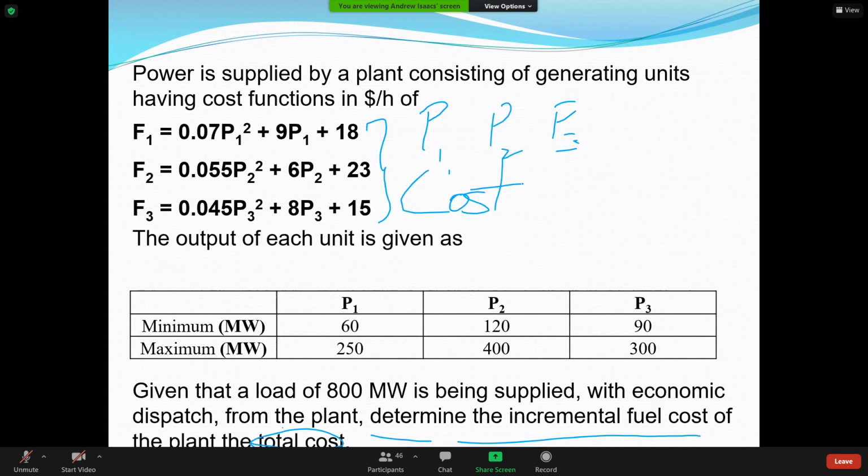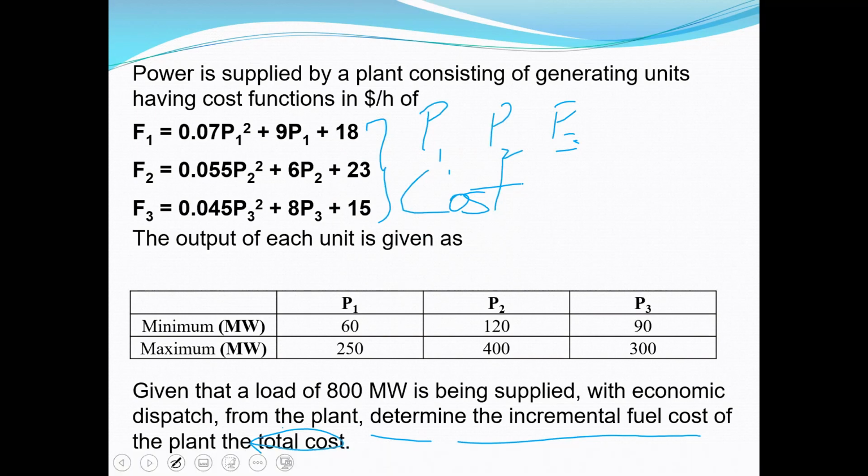Yeah, go on again, sir, please. These are the cost functions, dollars per hour. What you need to find is P. Once you have found P1, P2, and P3, you substitute them in order to get the cost. We're trying to find the cost of supplying 800 megawatts. So when you find the P's, make the substitution and you get the cost value.